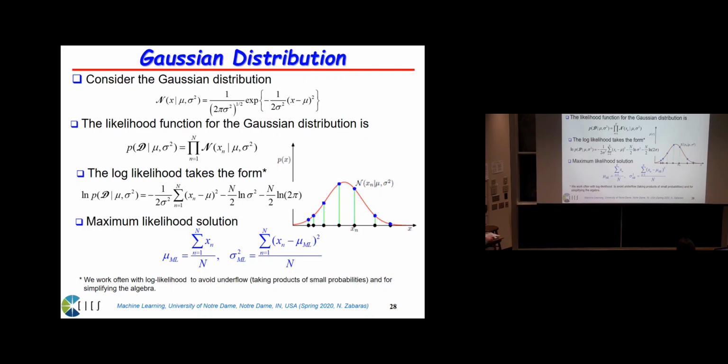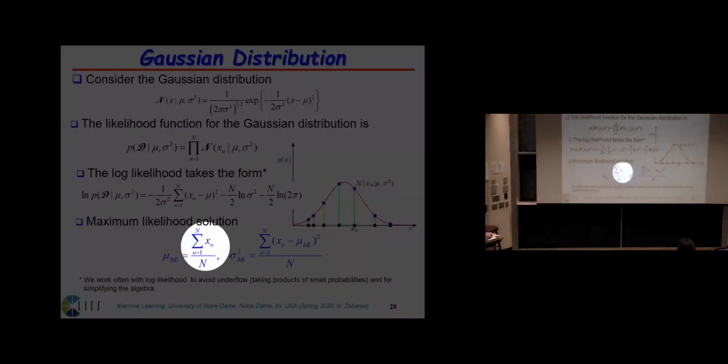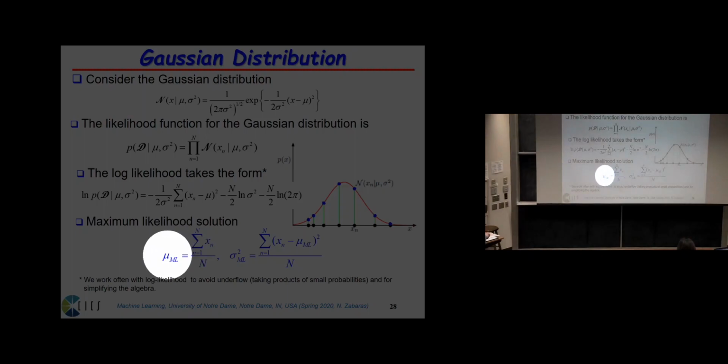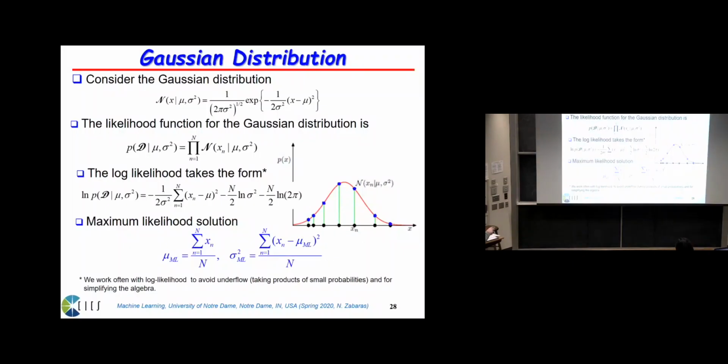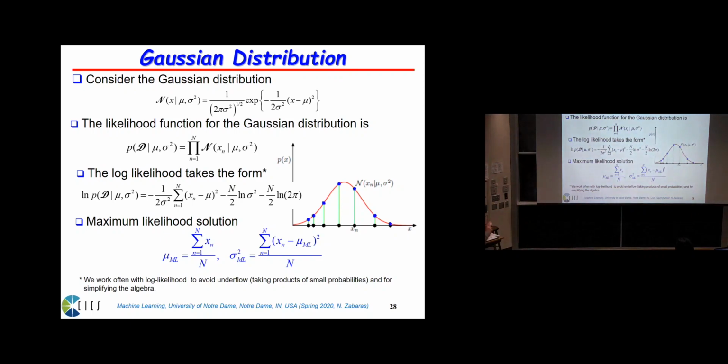Again, the empirical mean is the MLE estimate for the mean. The empirical variance is the MLE estimate for the variance. But you notice this MLE estimate for the variance is the variance of the data xn with respect not to the true mean, but with respect to the MLE estimate of the mean. Okay? So why is that important?